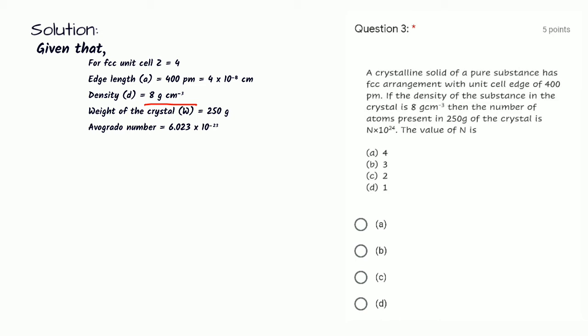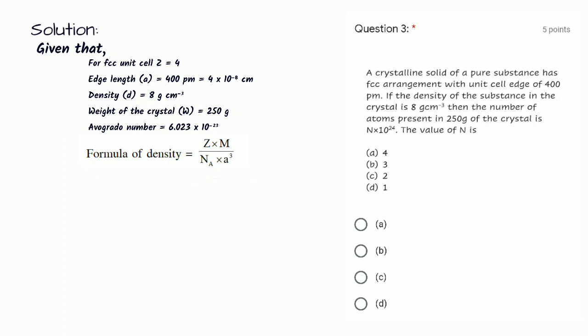The weight of the crystal is given, which is W, the weight of the crystal, equal to 250 gram. Now we have to find out the value of capital N if the number of atoms present in that 250 gram of crystal is N into 10 to the power 24. So we can use the formula of the density, which is Z into M divided by Na into a cube. This is already discussed in the previous classes.